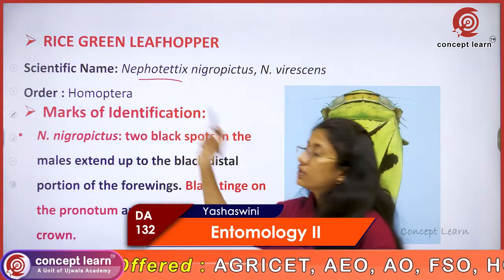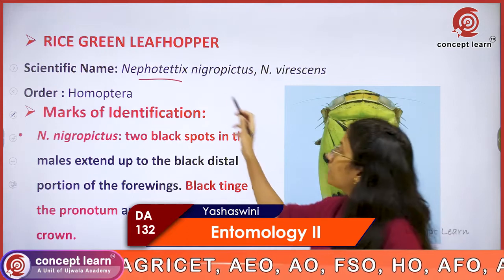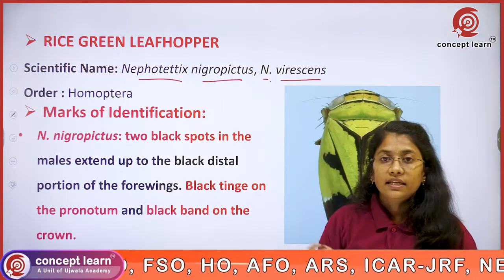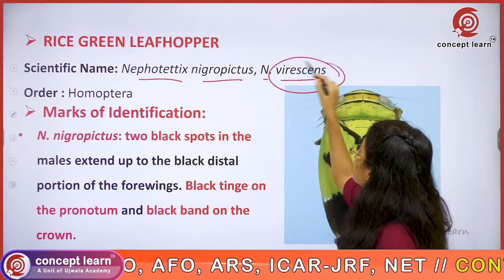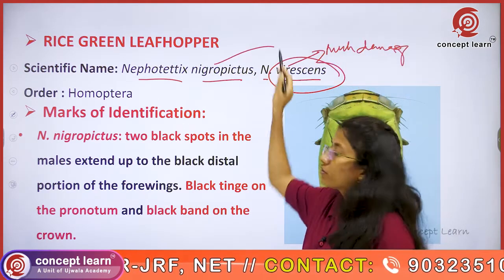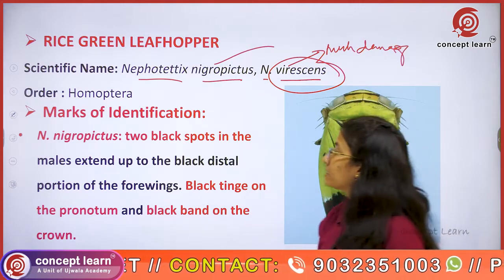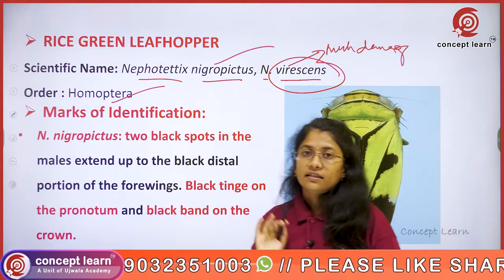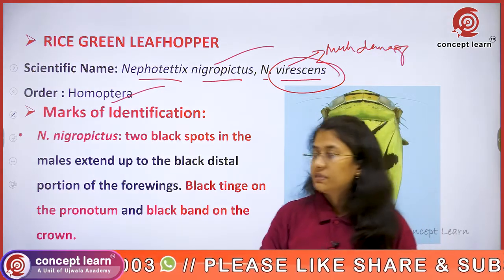Next coming to another pest of the rice, that is the rice green leaf hopper. It has two species, that is Nephotettix nigropictus and Nephotettix virescens. Nephotettix virescens is found to cause much more damage when compared to Nephotettix nigropictus, and this belongs to the order Homoptera. There is a clear differentiation between these two species.